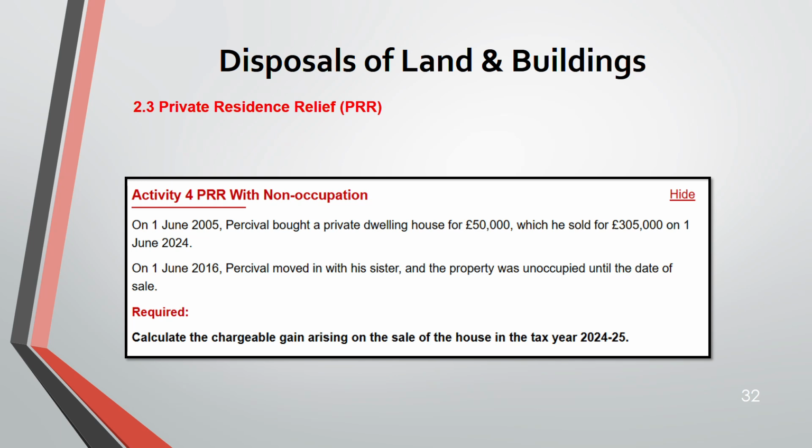So let us do activity 4 with non-occupation. You have to calculate the chargeable gain arising on the sale of the house. So on 1st June 2005, they bought a house for 50,000, which he sold for 305 on 1st June 2024. On 1st June 2016, Parikal moved in with his sister and the property was unoccupied until the date of sale. So from 1st June 2005 to 1st June 2016 only he was in the property. After that he did not stay. So now let us calculate the PRR when the taxpayer was absent after 1st June 2016.